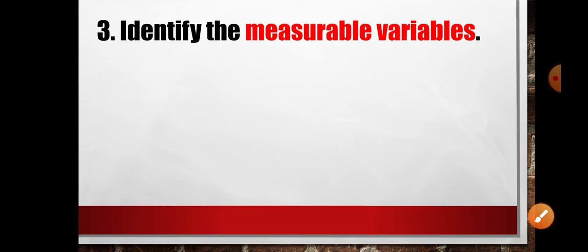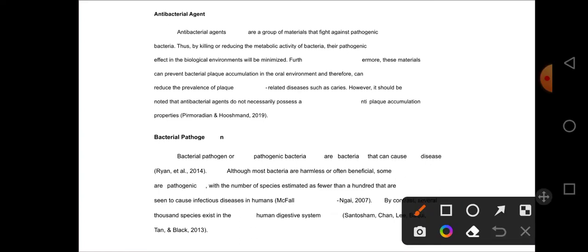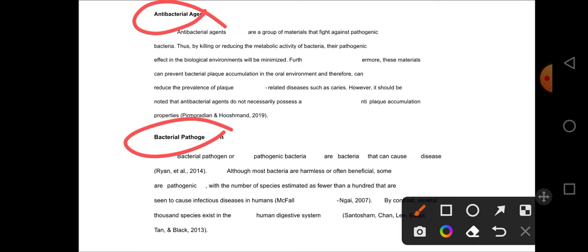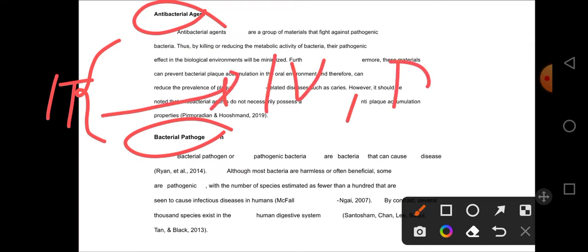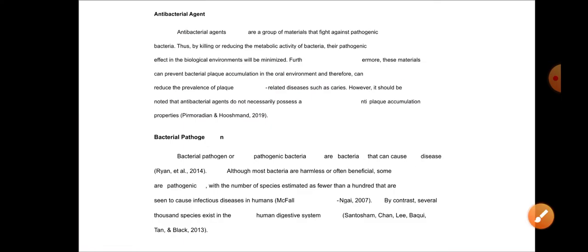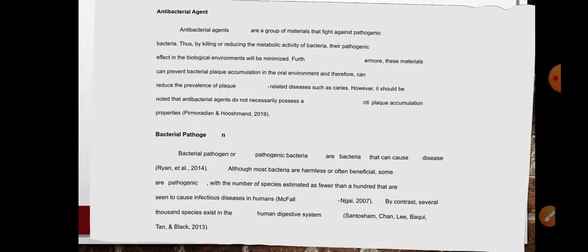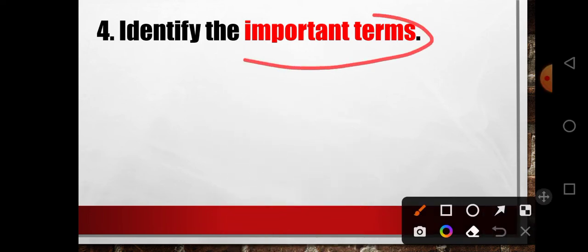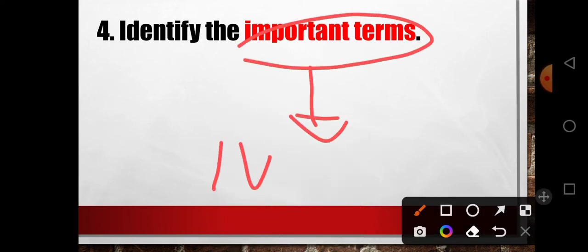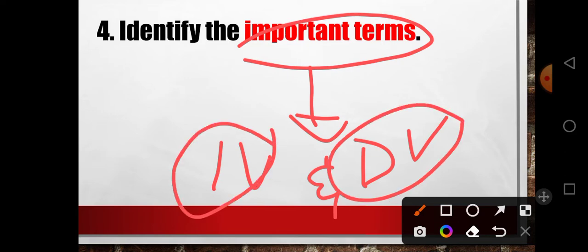Next, just like in the definition of terms, we have here antibacterial agent and bacterial pathogens. These terms are important terms that are correlated to your IV and your DV. Meaning to say, you must also indicate entries for your RRLS that will highlight the important terms related to your independent variable and dependent variable. Identify the different important terms that will give relevance to your IV and your DV.